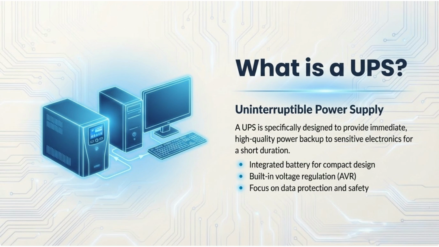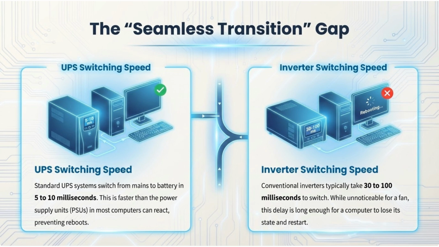A UPS, or uninterruptible power supply, provides immediate high-quality power backup for sensitive electronics over a short duration. Key features include an integrated battery, built-in automatic voltage regulation, and a focus on data protection. The seamless transition gap is where switching speed matters.